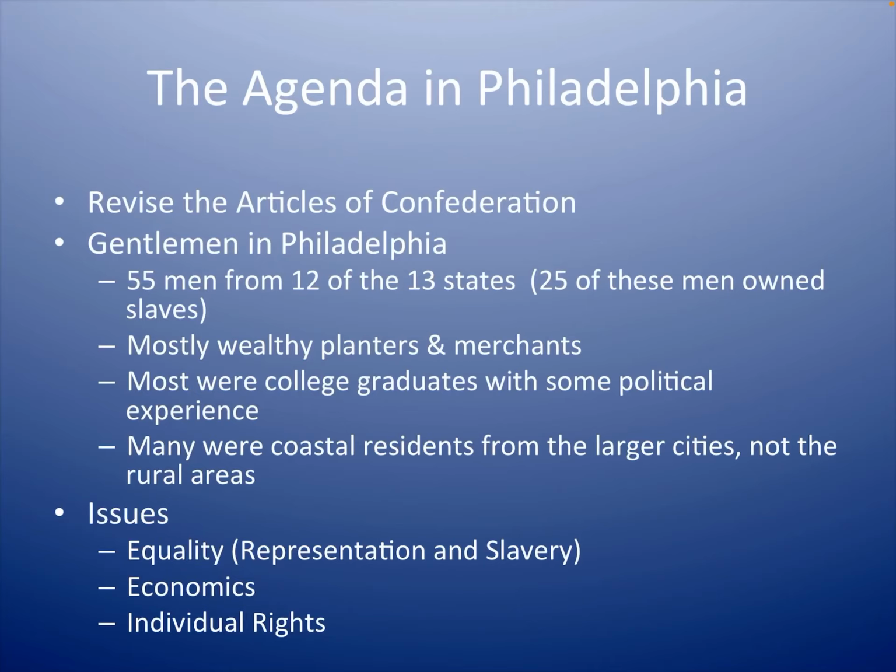Most of these people were wealthy planters, they were wealthy merchants, they were college graduates, they had political experience, and for the most part, they were people who were living in larger cities. They were not necessarily from rural areas, so they weren't necessarily farmers, and specifically, really none of them were subsistence farmers who were smaller farmers. And when they arrived in Philadelphia, the major issues on the table were looking at equality, specifically speaking, representation and the issue of slavery, looking at economics, and then looking at individuals' rights.